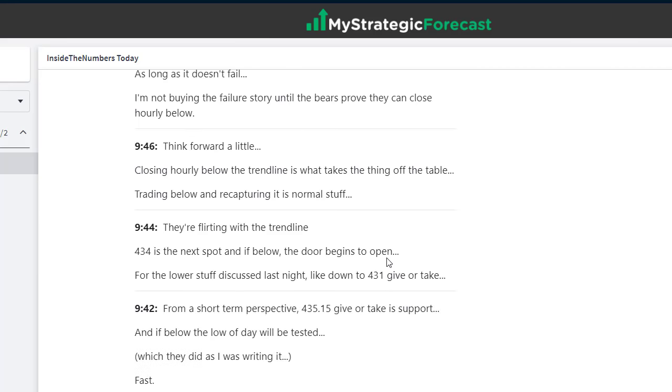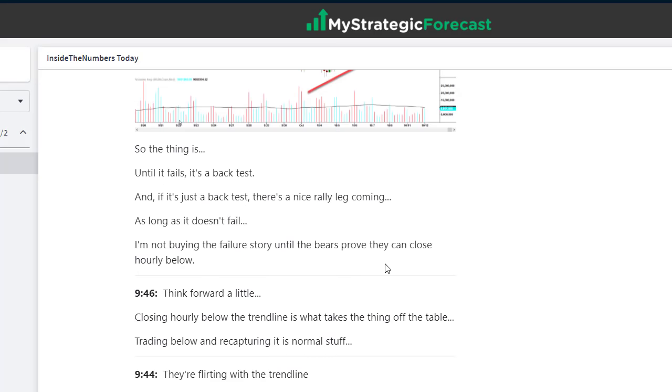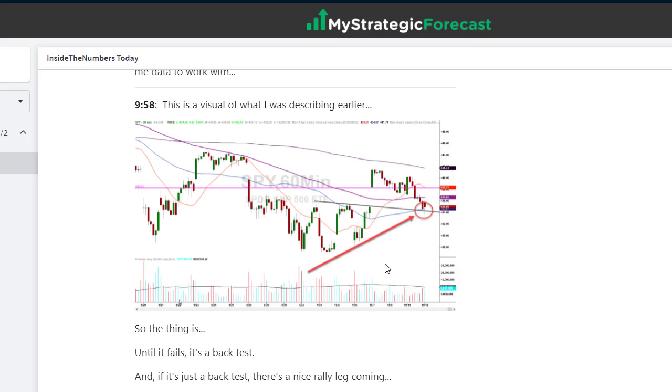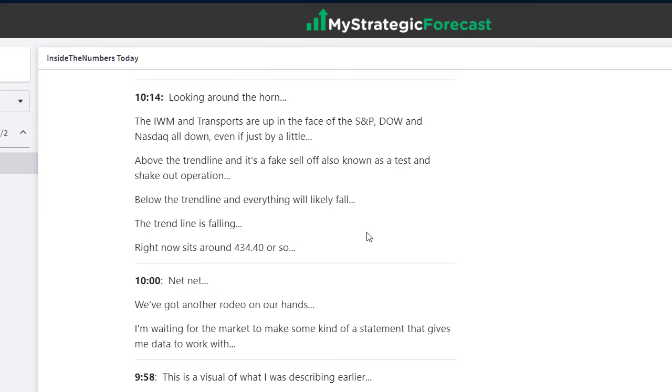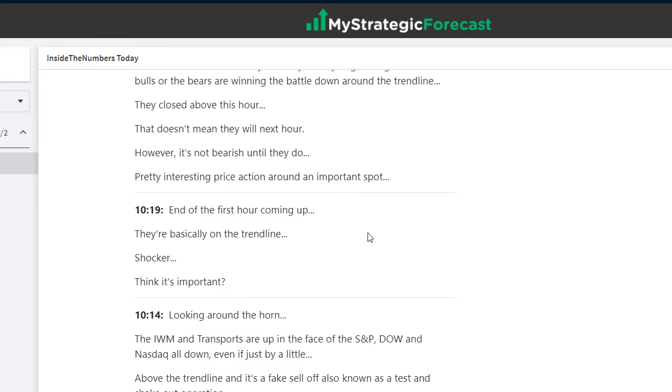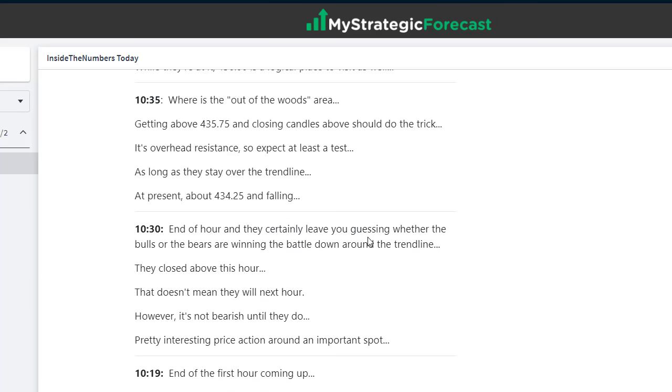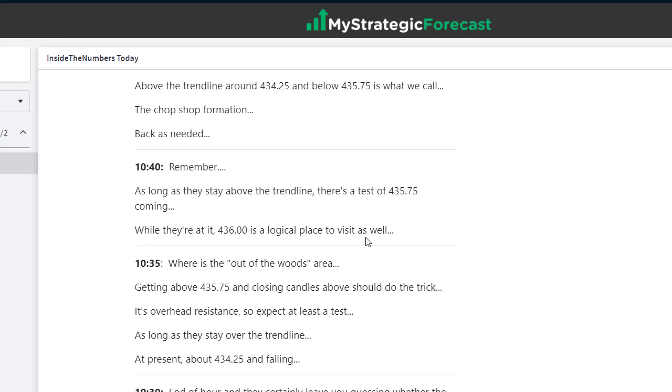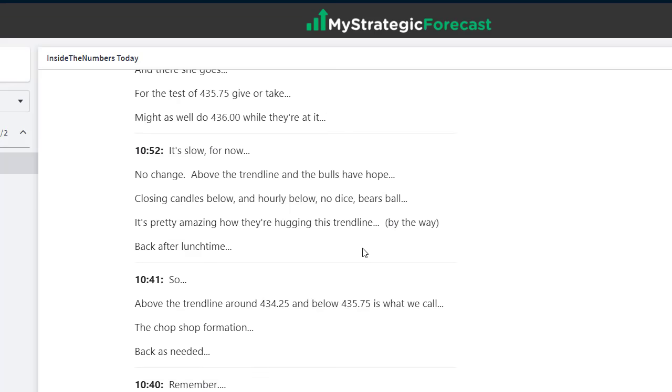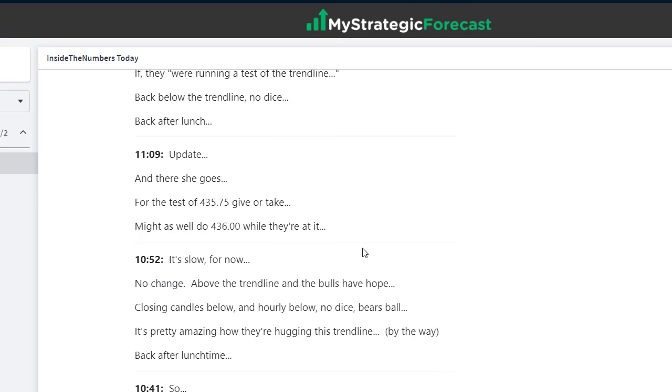Pause the video, read the notes, go back to the charts. It's all in here. Had a pretty good handle on the market today, regardless of the fact that they didn't really do anything. But right out of the chute, we're focused on the trend line. What are they doing? As the day develops, it's all about the trend line. Above, below. We kept watching it. They kept flirting with it. They kept looking like a failure. They kept looking like a rally. They kept flirting and flirting. And so we were using it as a guideline. We knew where the resistance was. Might as well do 436.